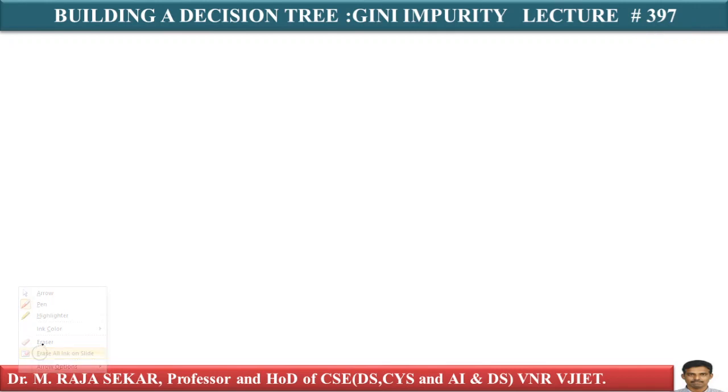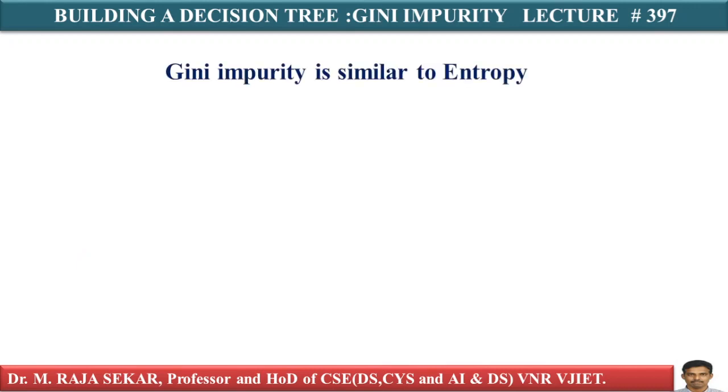In this lecture, we will try to understand Gini impurity. The other very important idea in information theory is Gini impurity, which is very similar to entropy. Very similar idea, but it has a couple of advantages that we will see.